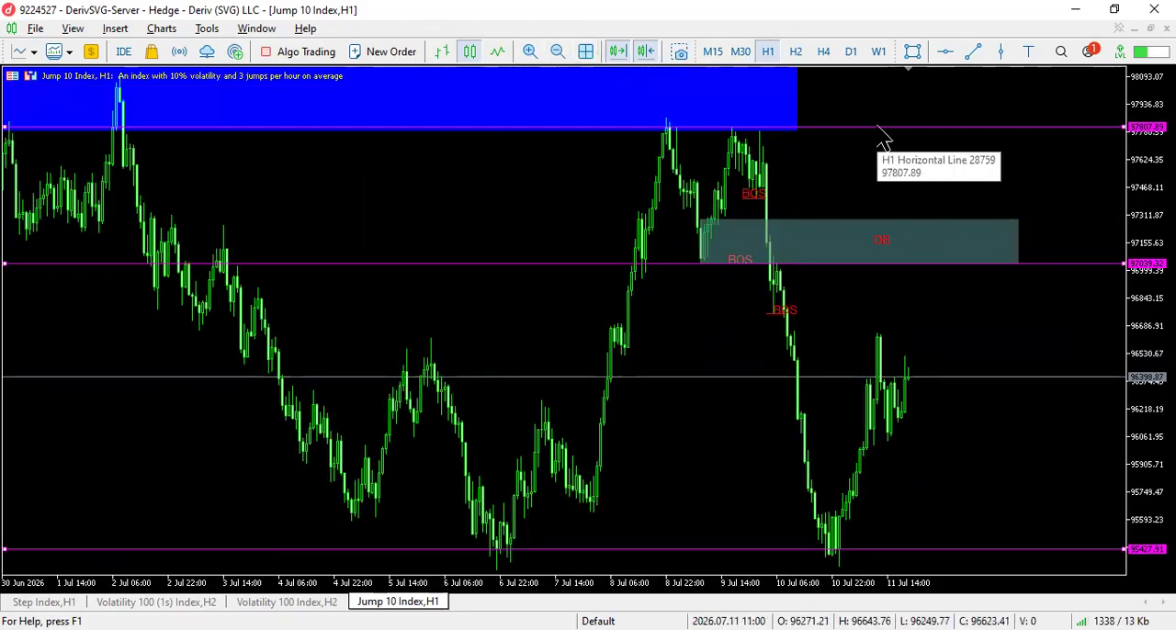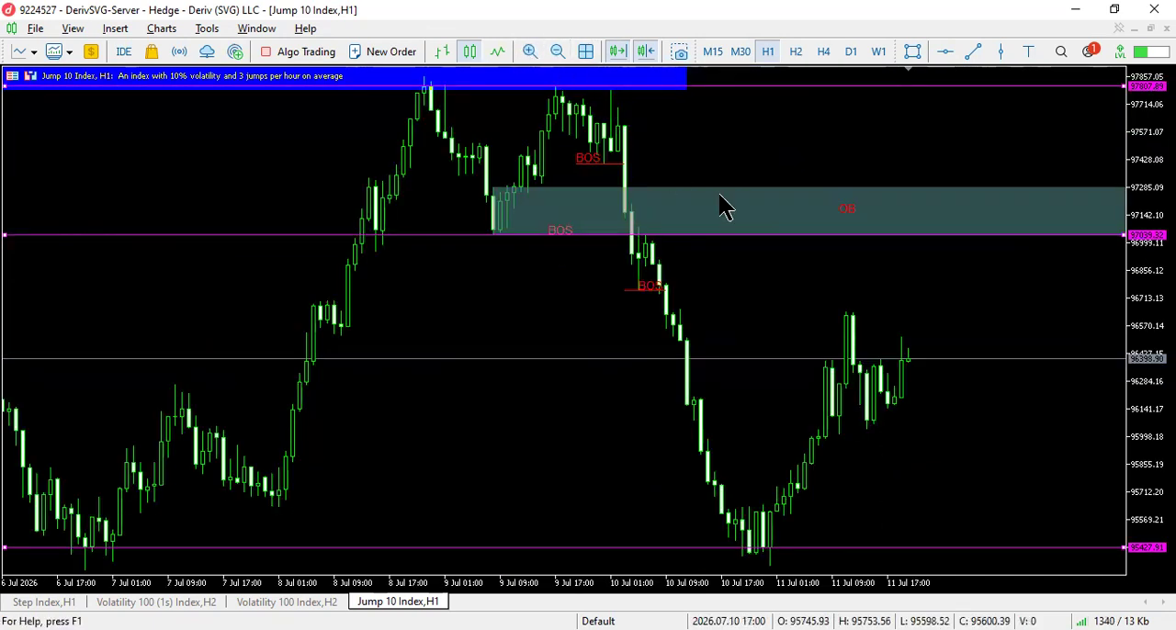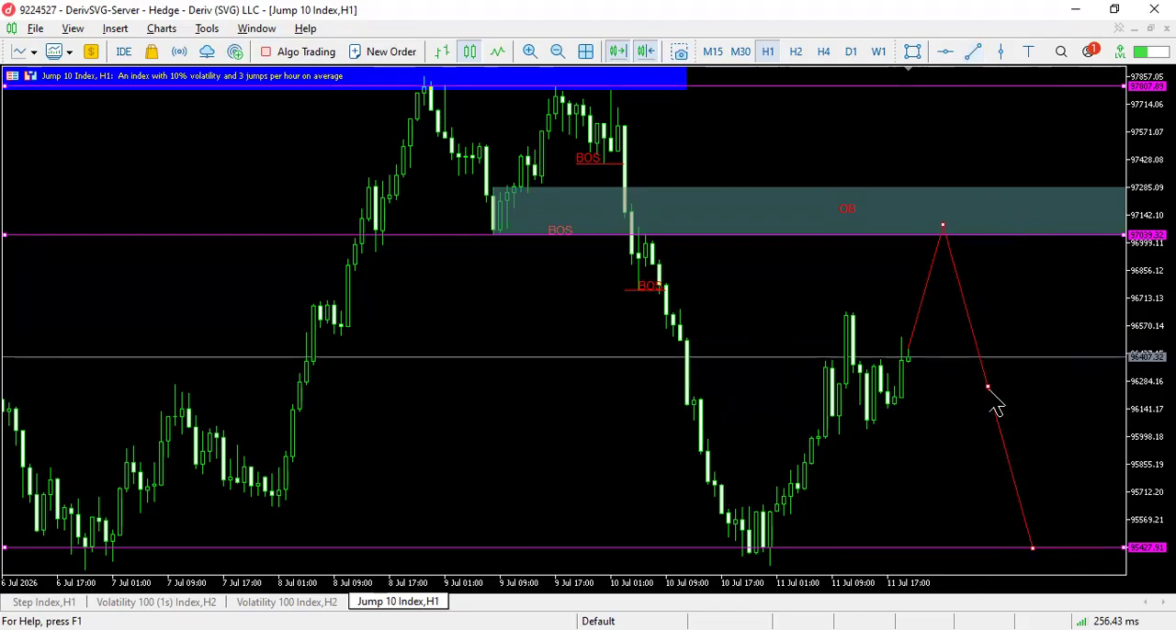Now, you can go ahead and place a sell limit on Jump 10 index with your entry price at 97039.32, stop loss at 97807.89, and then take profit at 95427.91, and always apply proper risk management. Therefore, I'm anticipating for price to sweep this liquidity, tap me in, and then continue selling because our bias is bearish.